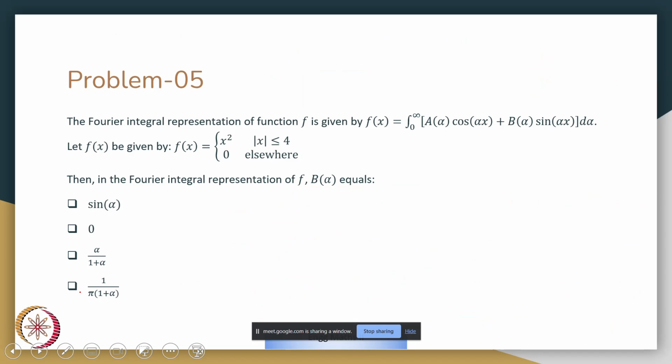we then move to problem number 5, where we are asked to calculate b of alpha in the Fourier integral representation. For this case, f of x equals x square, x is less than or equal to 4. It will be difficult to plot, but it should look something like this.